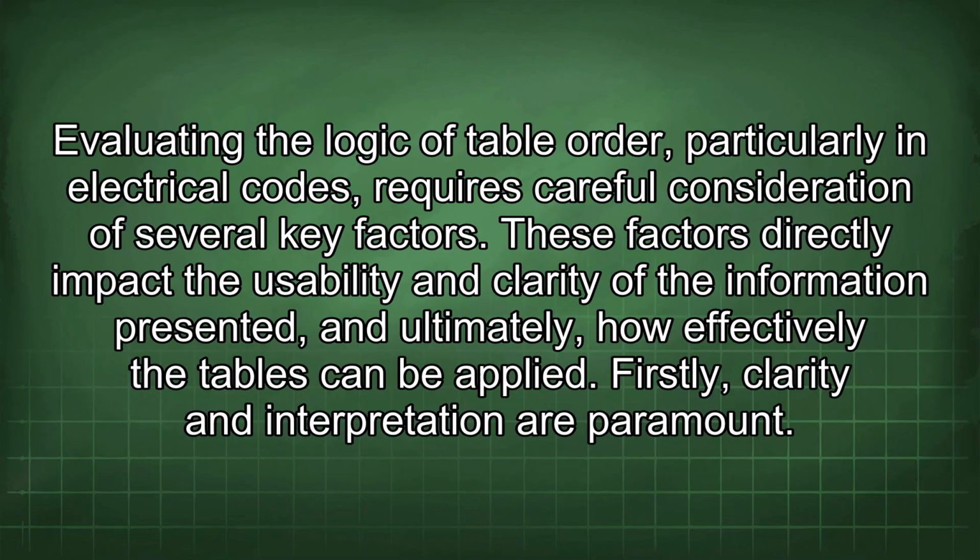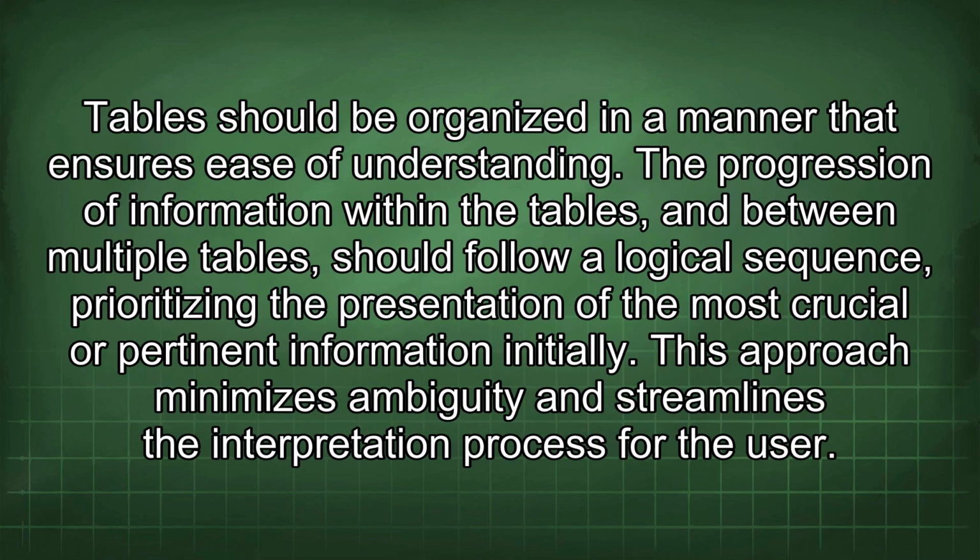Evaluating the logic of table order, particularly in electrical codes, requires careful consideration of several key factors. These factors directly impact the usability and clarity of the information presented, and ultimately how effectively the tables can be applied. Firstly, clarity and interpretation are paramount. Tables should be organized in a manner that ensures ease of understanding. The progression of information within the tables and between multiple tables should follow a logical sequence, prioritizing the presentation of the most crucial or pertinent information initially. This approach minimizes ambiguity and streamlines the interpretation process for the user.